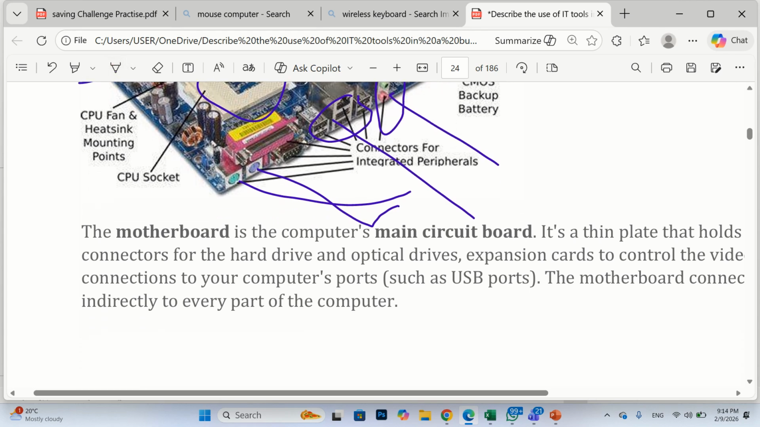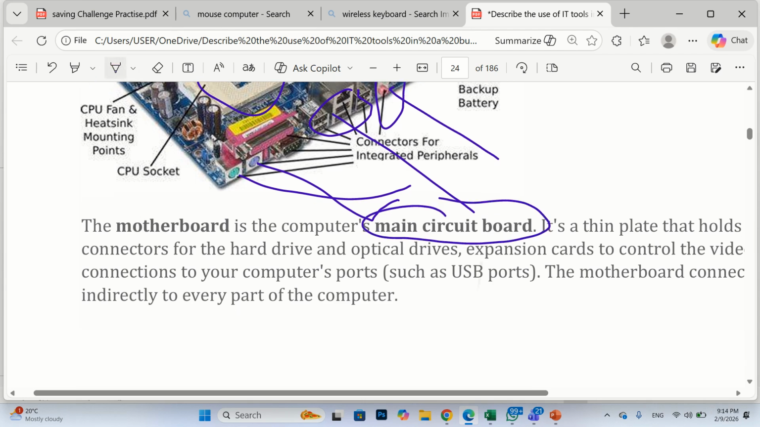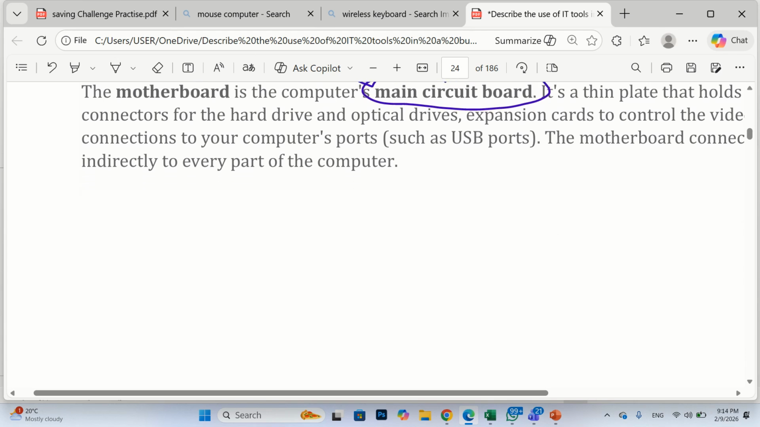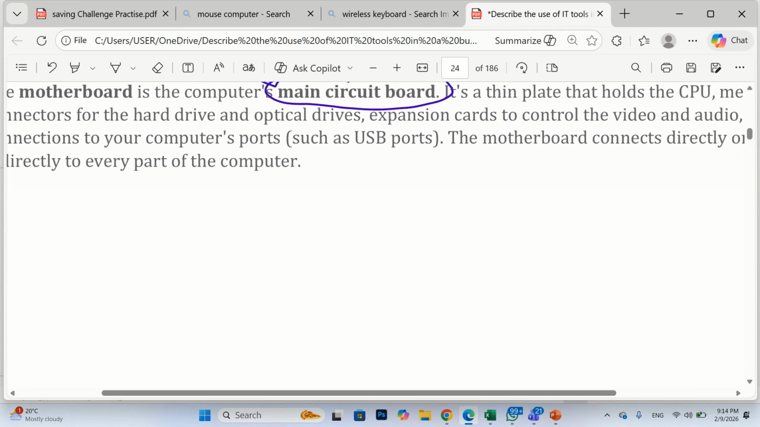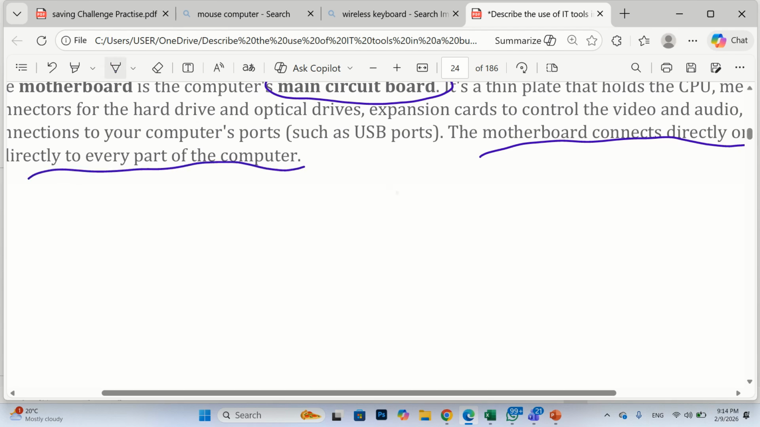The motherboard is computer's main circuit board. Is the computer's main circuit board. Buli computer erina okuba ne motherboard, and this is what they tell us. Every motherboard connects directly or indirectly to every part of your computer, directly or indirectly.